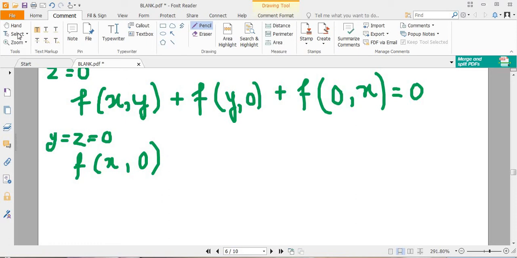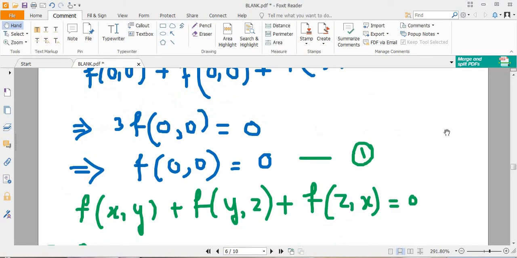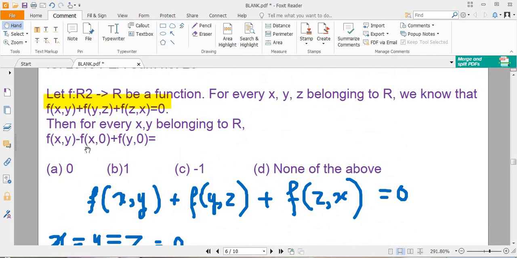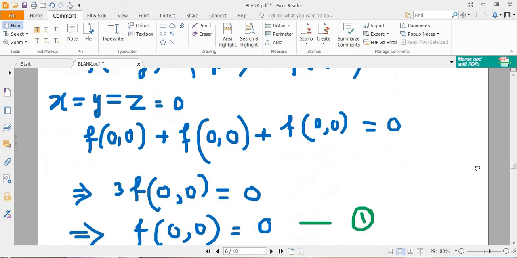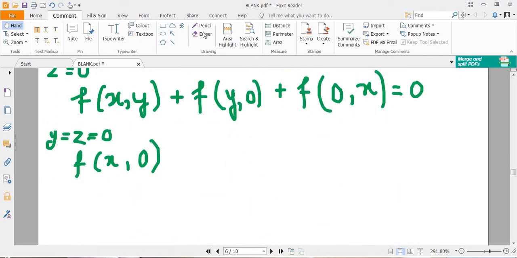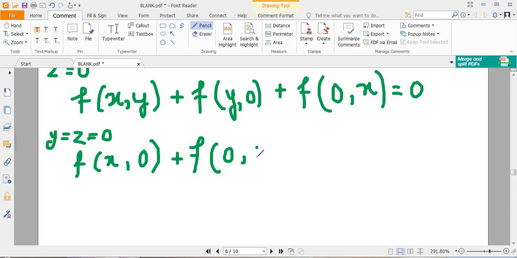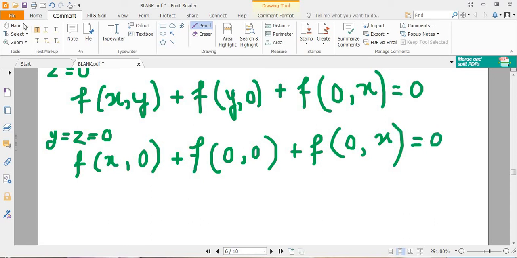Why I did that is because the other expression that we had has f(x,0). So I thought, why don't I put y equal to 0 and see what turns out. So I have f(x,0), then f(0,0) again here, since y is 0. And then we have f(0,x), because z I had taken to be 0, so this part remains the same. So we have f(x,0) plus f(0,0) plus f(0,x), right?